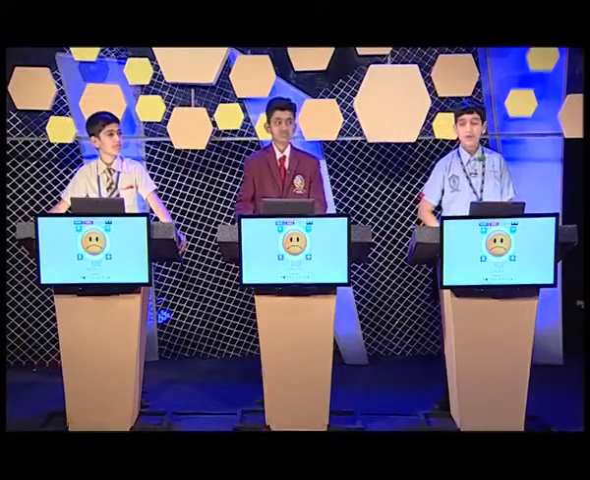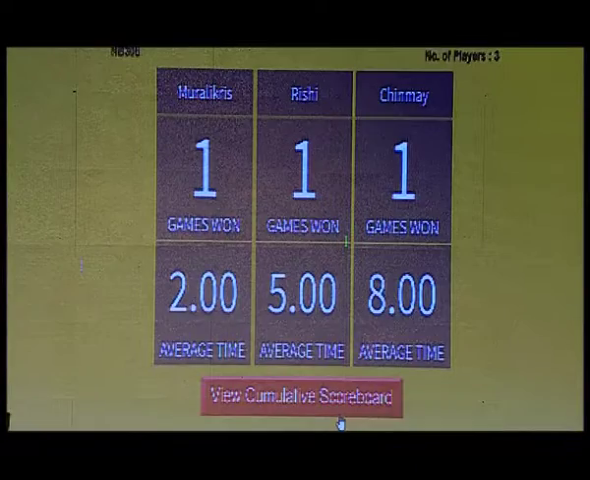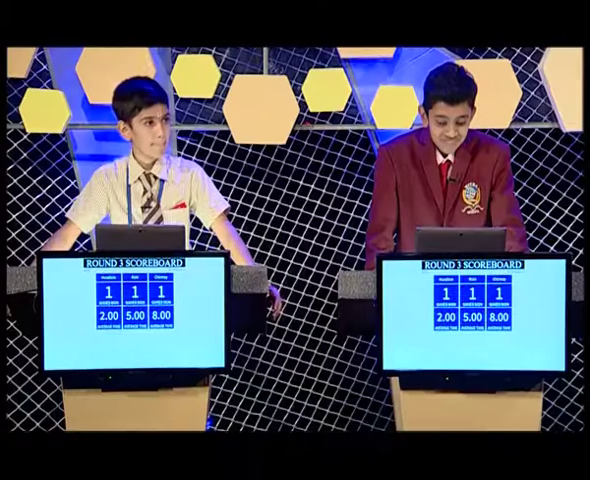Murali, any of them? No. Okay, fair enough. Let's just close this. We'll take a look at how your performance was in round 3, because here is a standalone round and all 3 of you are the same. It's almost like 3 stumps. Each of you has got 1 point each, and different average times, though. Interesting, because Murali's average time on that one game he won was 2 seconds, Rishi's was 5, and Chinmay's was 8.